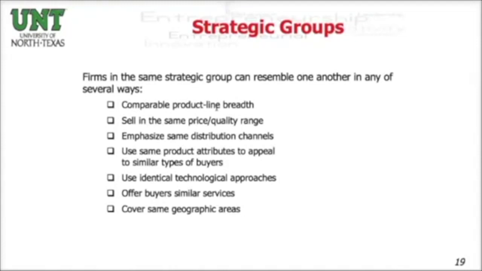If one company is selling online, then that means every other company generally in the same strategic group is doing the same thing. They use similar product attributes to appeal to a similar set of buyers. Identical technology approaches. They offer buyers similar services, and generally they will cover the same geographic area if you're in the same market, same strategic group. Because remember, we're not just talking about diversification as far as products, we're also talking about it in terms of geographic markets. So the products themselves are pretty similar. The geographic markets as well are pretty similar.